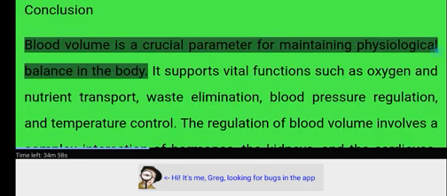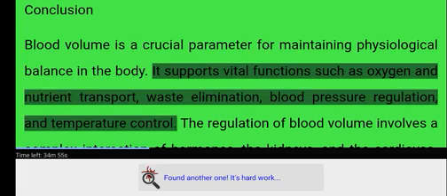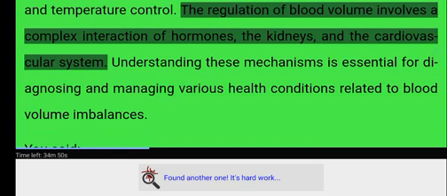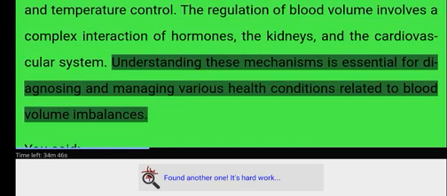Conclusion. Blood volume is a crucial parameter for maintaining physiological balance in the body. It supports vital functions such as oxygen and nutrient transport, waste elimination, blood pressure regulation, and temperature control. The regulation of blood volume involves a complex interaction of hormones, the kidneys, and the cardiovascular system. Understanding these mechanisms is essential for diagnosing and managing various health conditions related to blood volume imbalances.